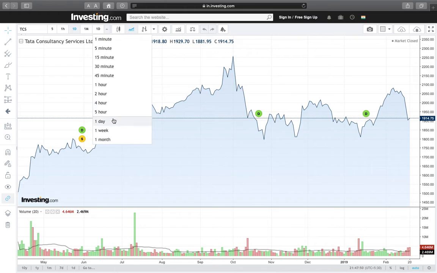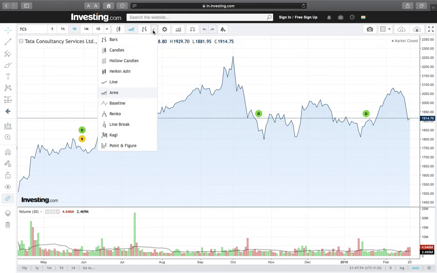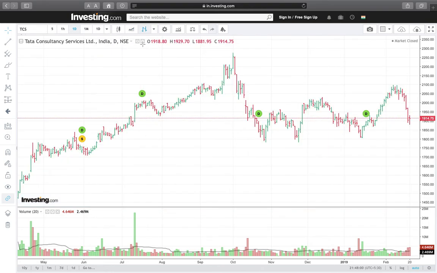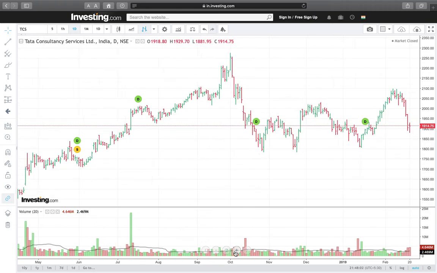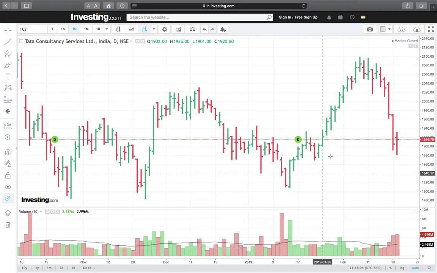So I'm on the daily chart for TCS. The pane here lets you choose the type of chart you want. The first type of chart we learned today is the bar chart. So I'm going to click on bars, and now we have the daily bar chart for TCS. If you look at a bar, each bar represents the price movement for the day, ranging from the day's low to the day's high, with the horizontal protrusion to the left indicating the day's open price, and the horizontal protrusion to the right indicating the day's close price.